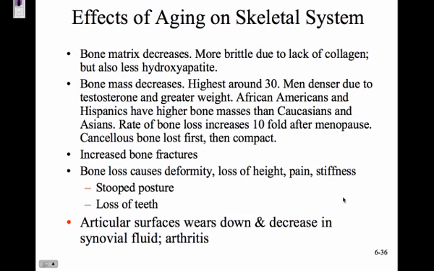Your highest bone mass is around 30. Men are usually more dense, have denser bone because of testosterone and just greater weight. Because the more stress you put on a bone with weight-bearing activities, it can help build that bone up and make that bone stronger. Some other tendencies: it says rate of bone loss increases tenfold after menopause just due to hormonal changes, which is why a lot of times you see osteoporosis in older women.